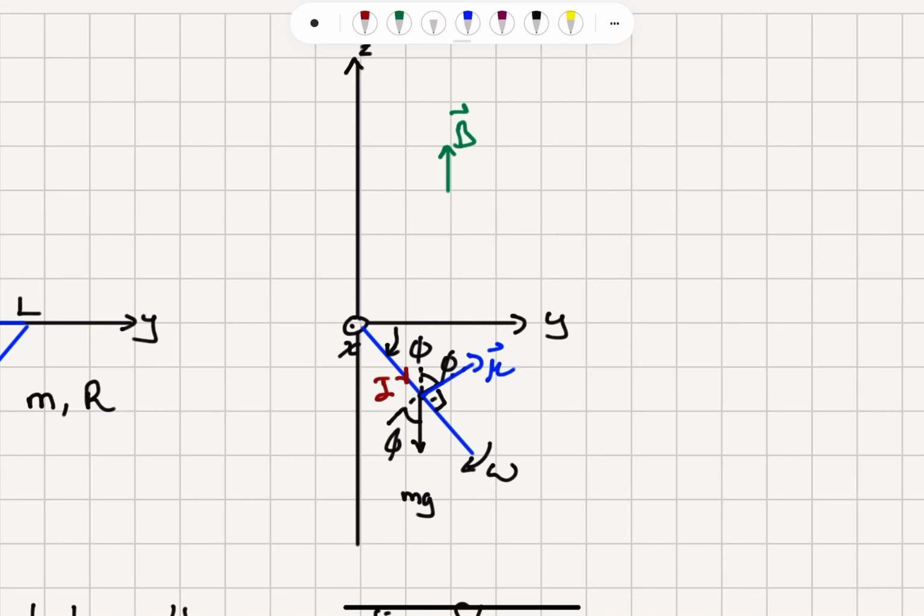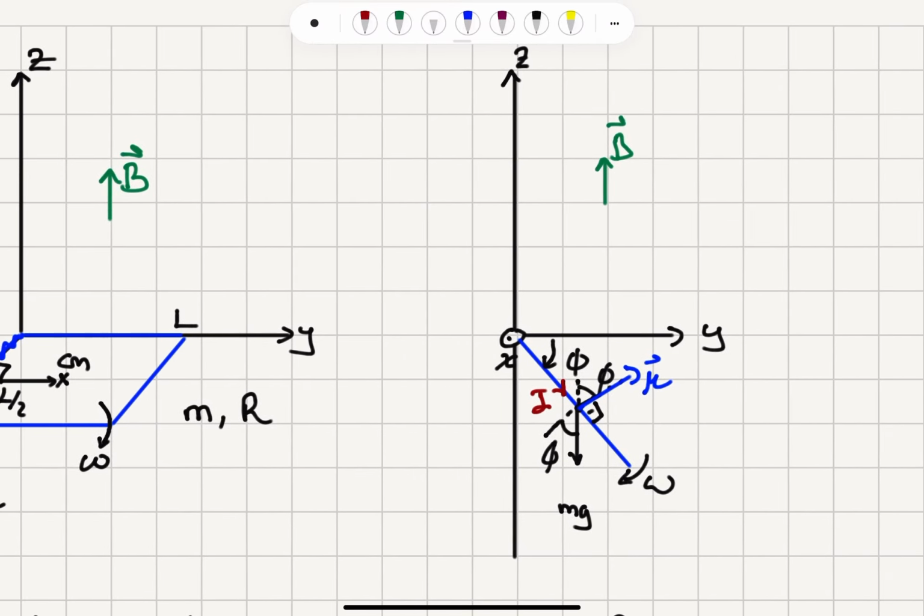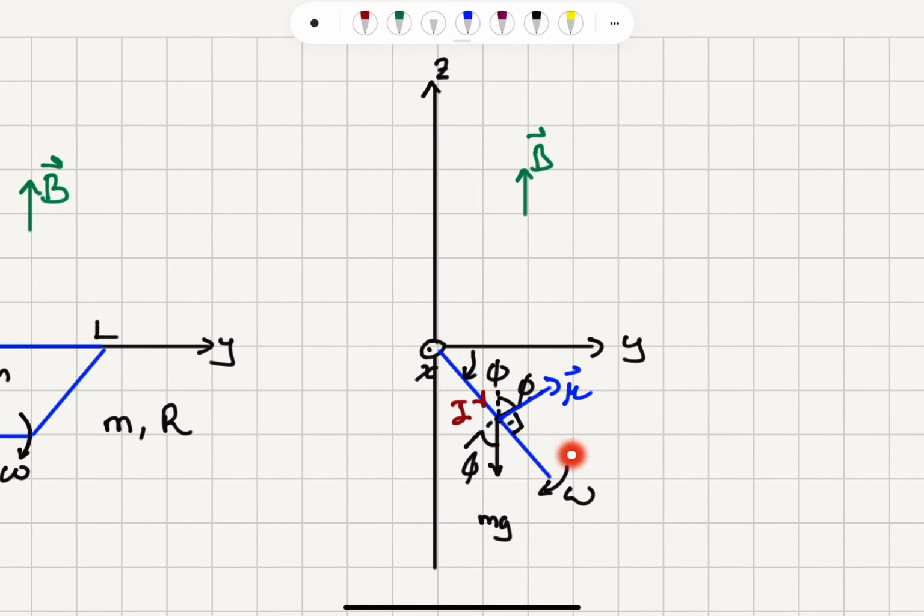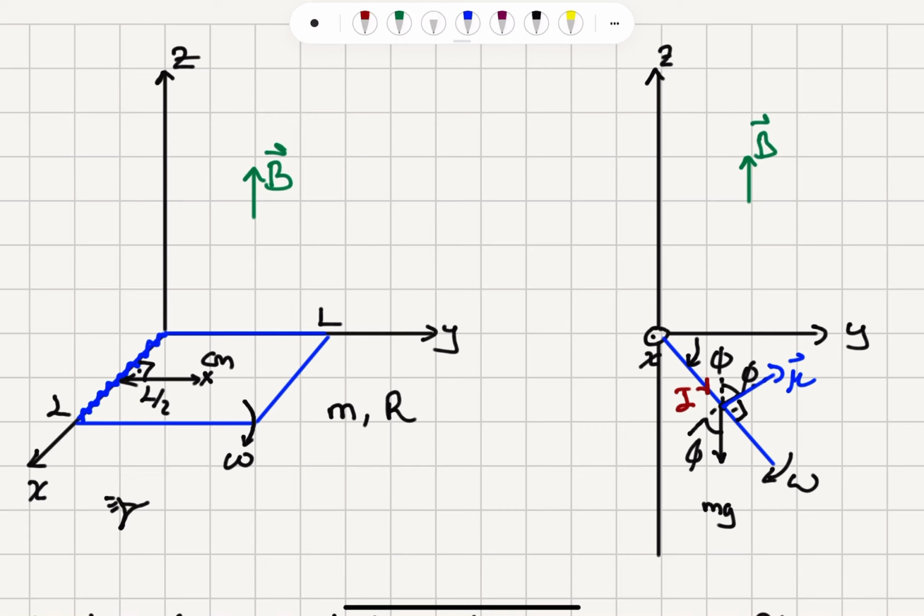To oppose the decreasing flux, we must make sure that there is an induced magnetic field that is going to cause the same flux. That is achieved by having the current flow in this direction, so that this current loop will create a magnetic field in the positive k-hat direction as it comes down. So the current will be flowing in this direction, as you can see here.